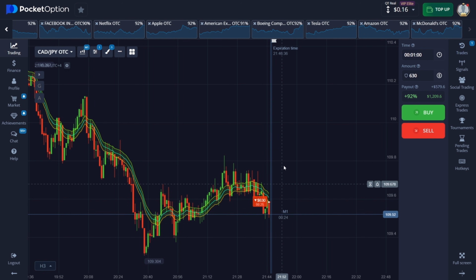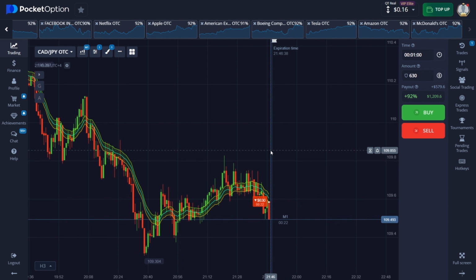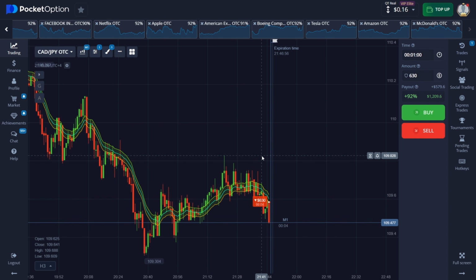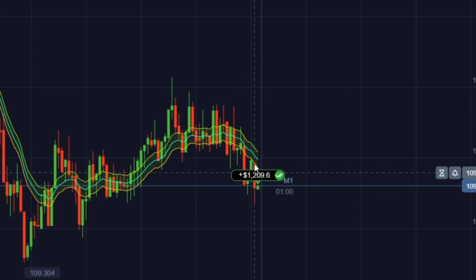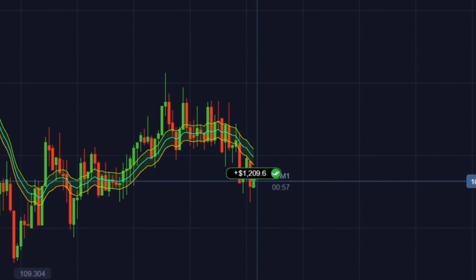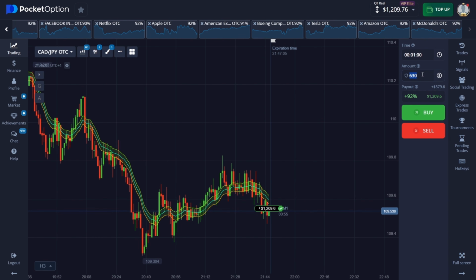There were 25 seconds left, and the trade continued moving in our favor. With only a few seconds left, we won another trade. My balance now turned into $1,209. So let's find a trade for $1,209.